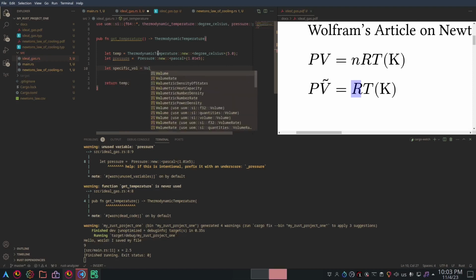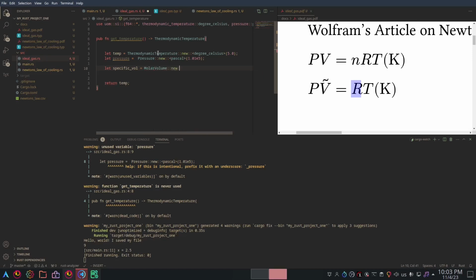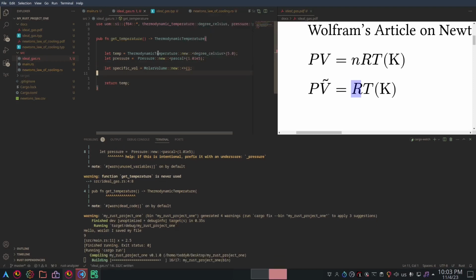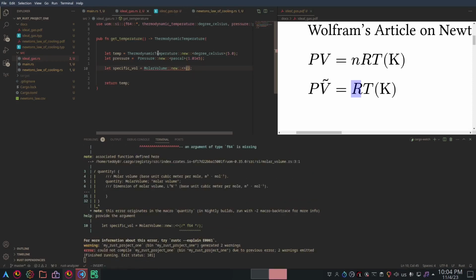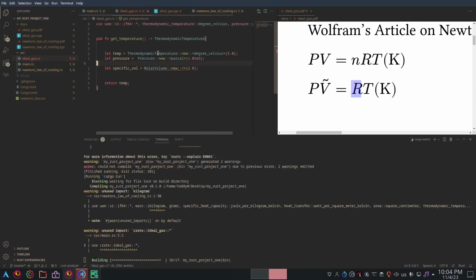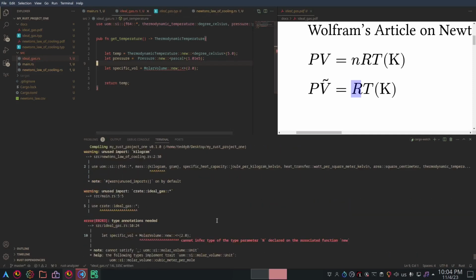Well, you don't use volume. Maybe you use specific volume or molar volume. Molar volume is the correct one. Molar volume, new. What units to get? I can't remember off the top of my head, so I'm going to search the source code again. So maybe let's put 2.0 here. This is just a random thing.